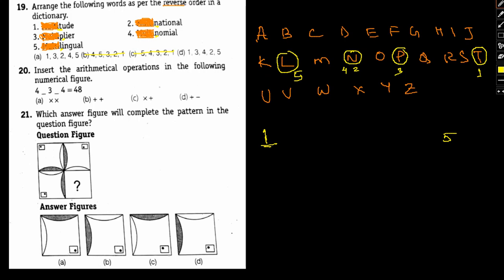Okay, so now we need to arrange the middle part. So now let's see, 2, 3 and 4 remain. One thing has to be said: in the dictionary, number 3 will be placed after 2 and 4, because P comes after N. Therefore in the reverse order, 3 will come before 2 and 4. So 3 will be the second word in the reverse order.